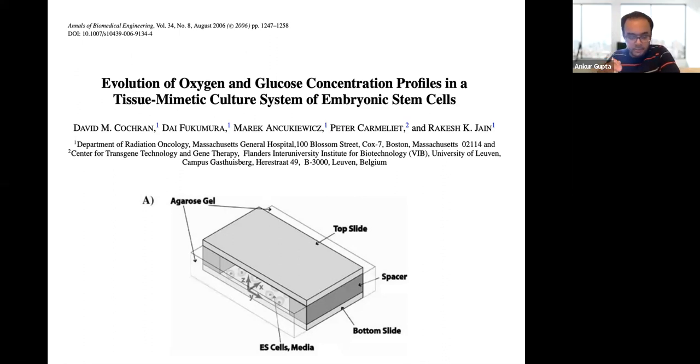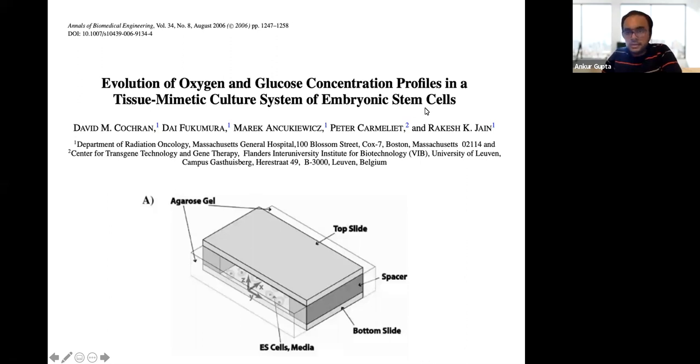It's problem 3.4-3, and I'll describe this in a bit of detail. This is an actual experimental setup from a very famous group which works on biological systems and how transport properties can affect properties of biological systems. Let's read the title of this 2006 paper, so not too old: evolution of oxygen glucose concentration profiles in tissue mimetic cell culture system of embryonic stem cells.